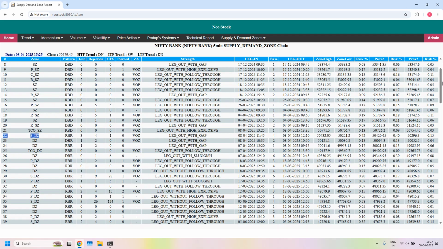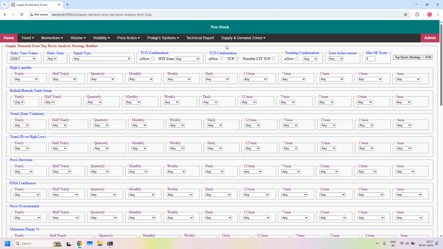So this is about Bank Nifty supply demand zone chain. With this we have completed both Nifty and Bank Nifty. Next we will generate finding the stocks near demand and supply zones for different time frames, daily and above. We will also find stocks where price closed inside demand and supply zones.